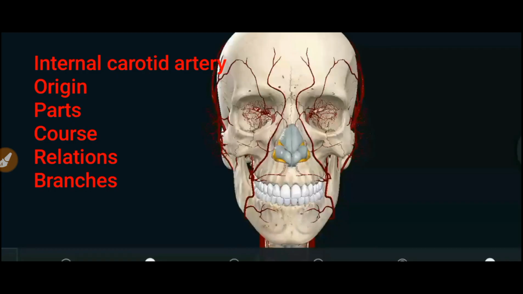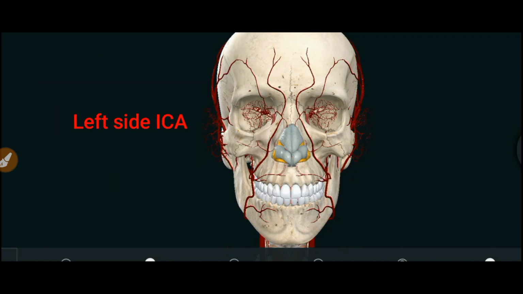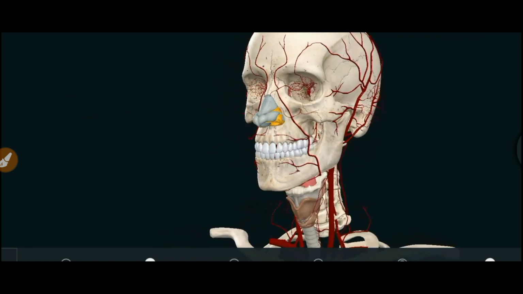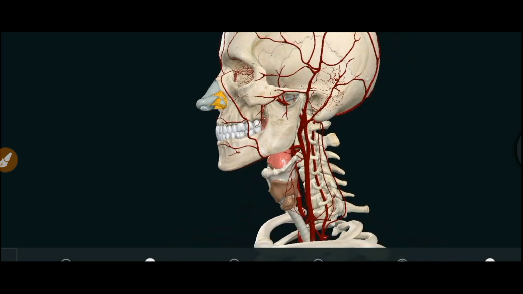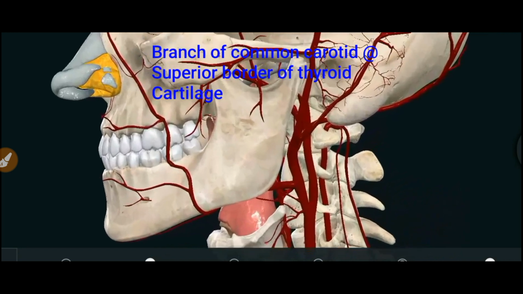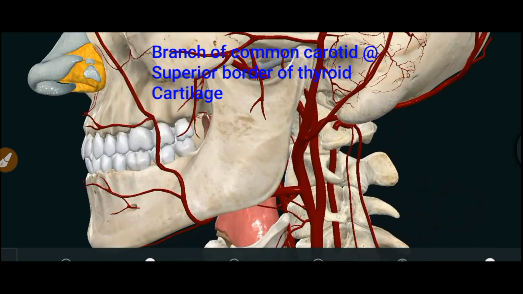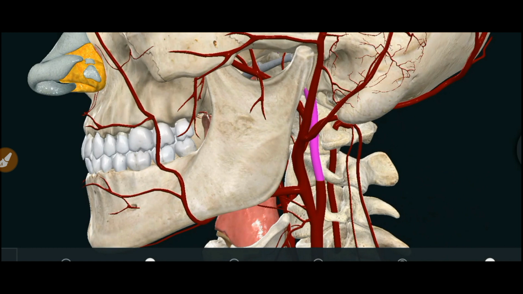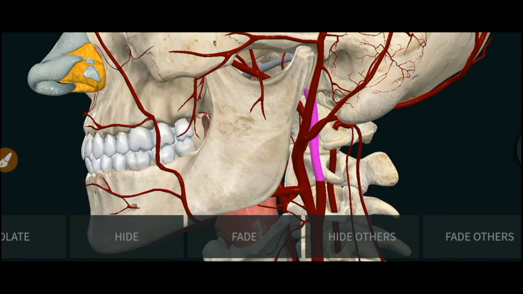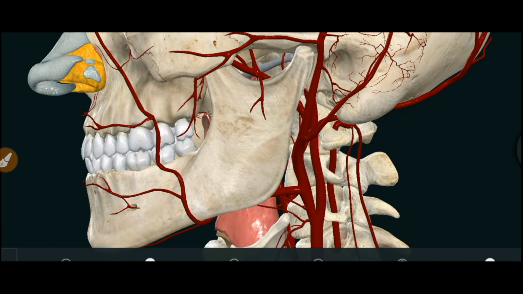So let's begin. Today we will discuss the internal carotid artery under origin, parts, course, relations and branches. First, here we are seeing the left-sided internal carotid artery. As you know, it is the branch of the common carotid artery given at the level of the superior border of thyroid cartilage, and it forms a swelling there called the carotid sinus, which is a baroreceptor. This internal carotid artery at the origin lies posterolateral to the external carotid artery.